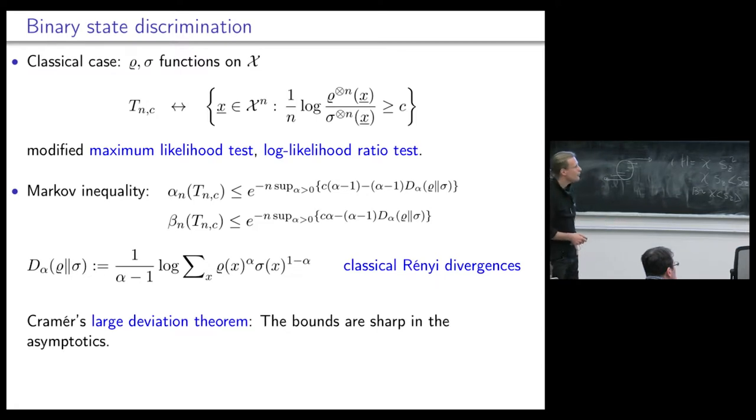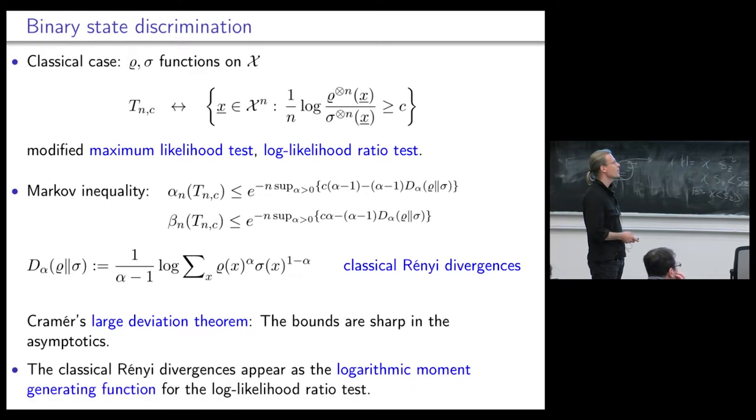And if you know a little bit more advanced probability theory, then you might have heard about large deviation theorems that are basically a strengthening of the law of large numbers. And from that, it is possible to derive that these bounds are actually sharp in the asymptotics. Okay. So this is just elementary classical probability theory computations.